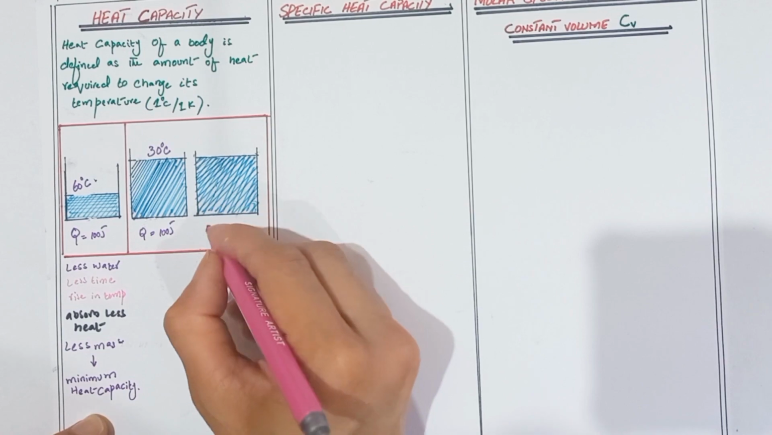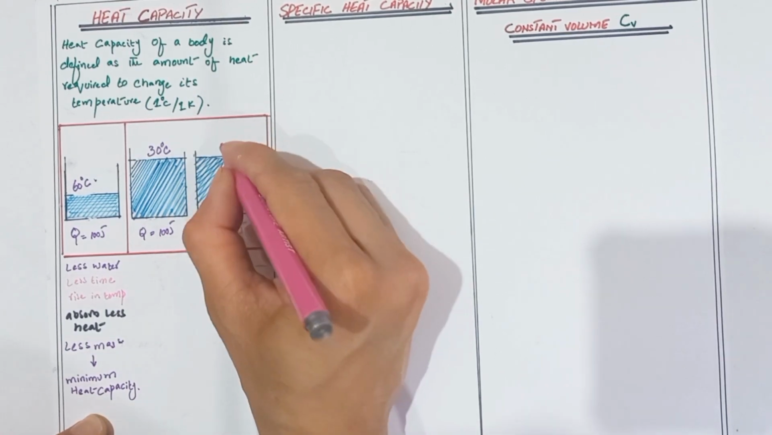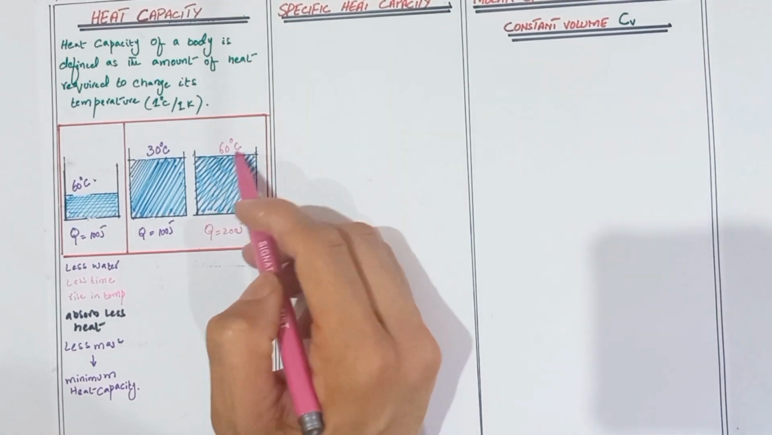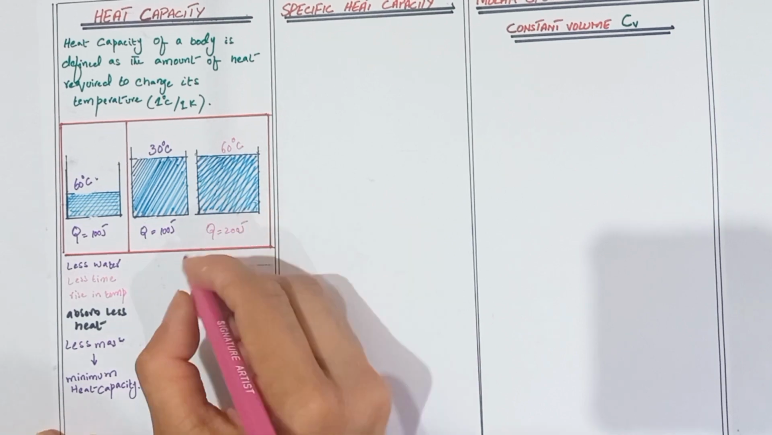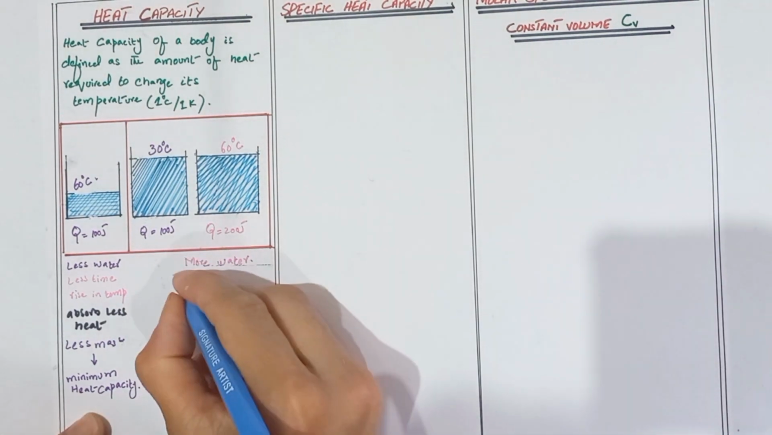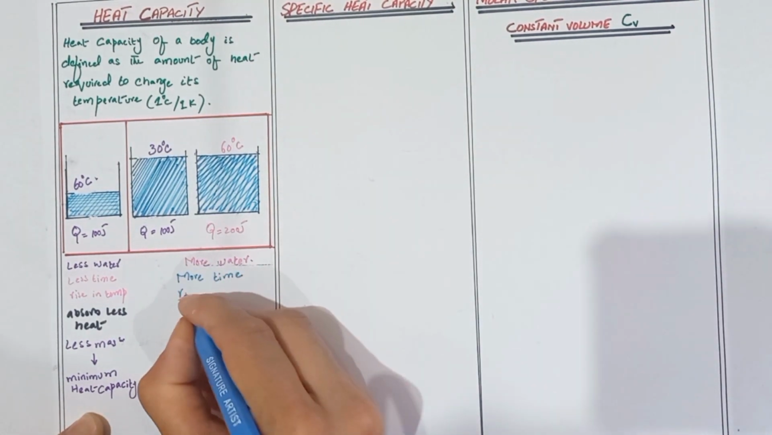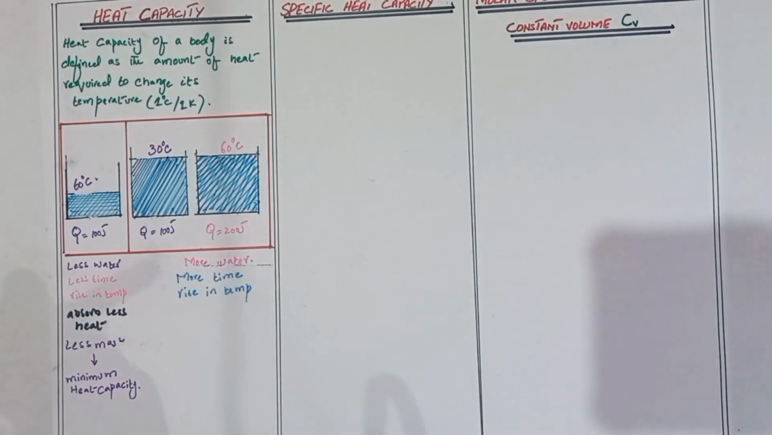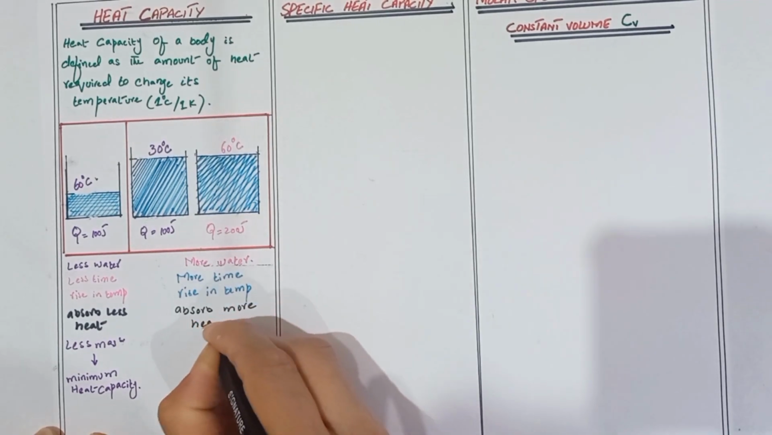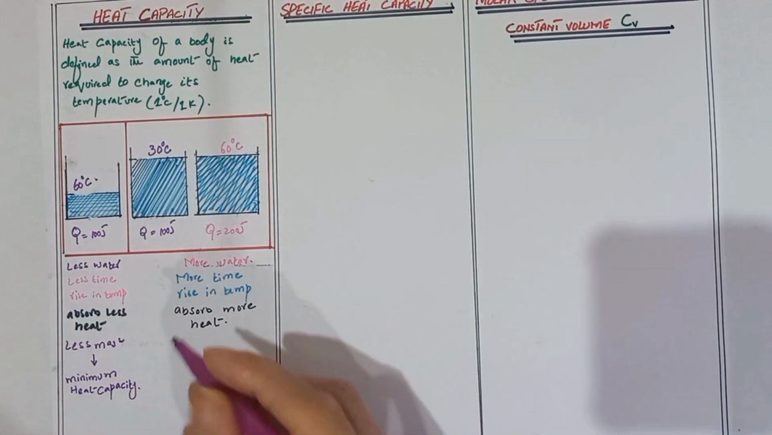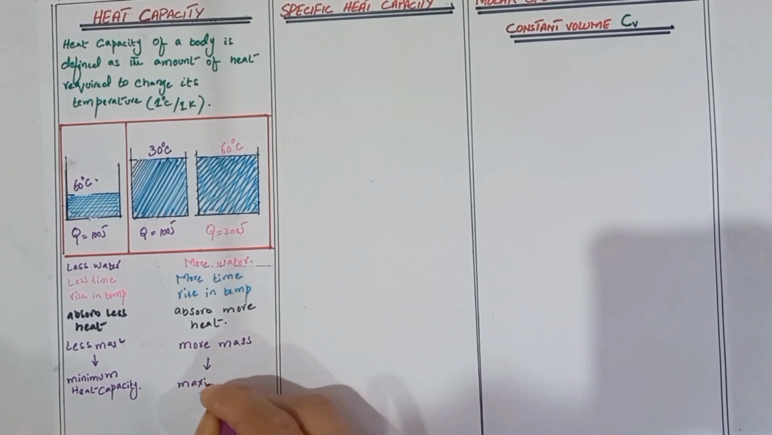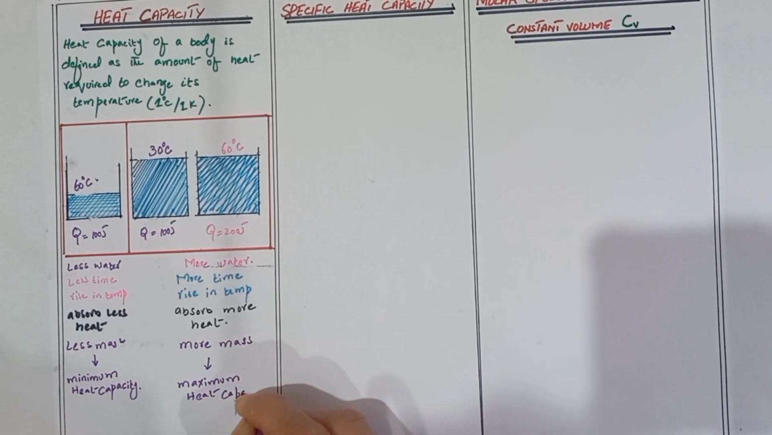In this case, if we give 200 joule of energy to the same container, then it rises the temperature by 60 degrees centigrade. It means if we give more mass of water more heat, then its temperature rises by 60 degrees centigrade. So if we take more water, it takes more time to rise in temperature. It absorbs more heat. It means that because it has more mass, it has maximum heat capacity.